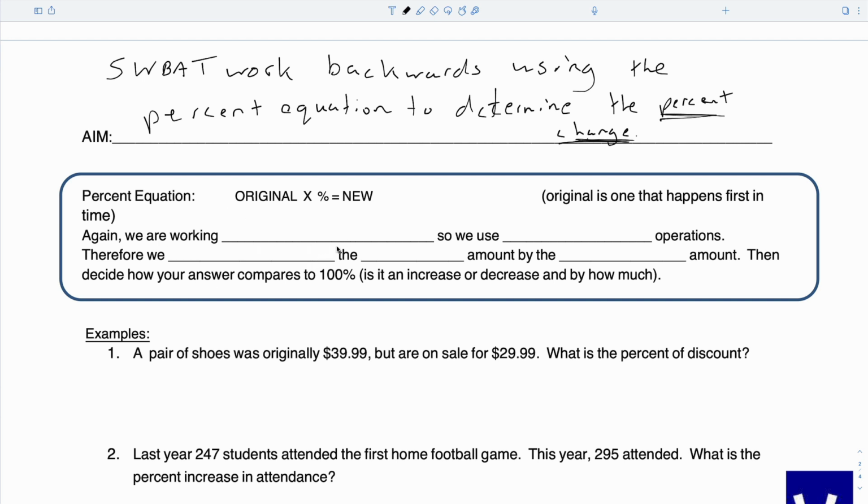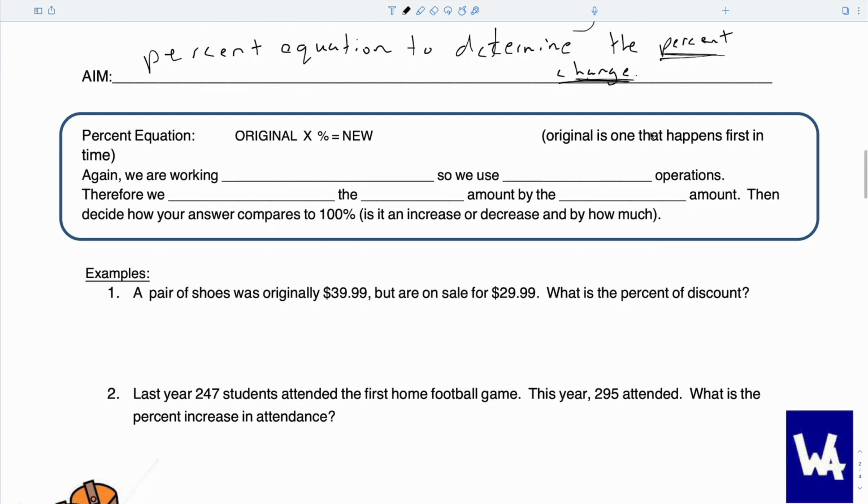Okay, here's our percent change equation. We know we always get the percent by timesing the original by the percent to get the new. We have an original price, we have a percentage, then we get the new. That was the original one. The original, notice and underline it. It always happens first. Original happens when? Whole class. First. Original price always occurs when? First. Every time it's first in the equation.